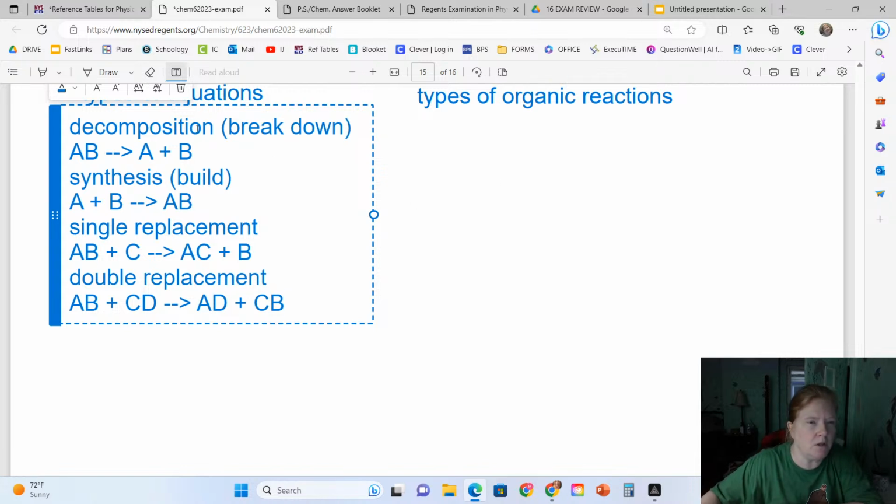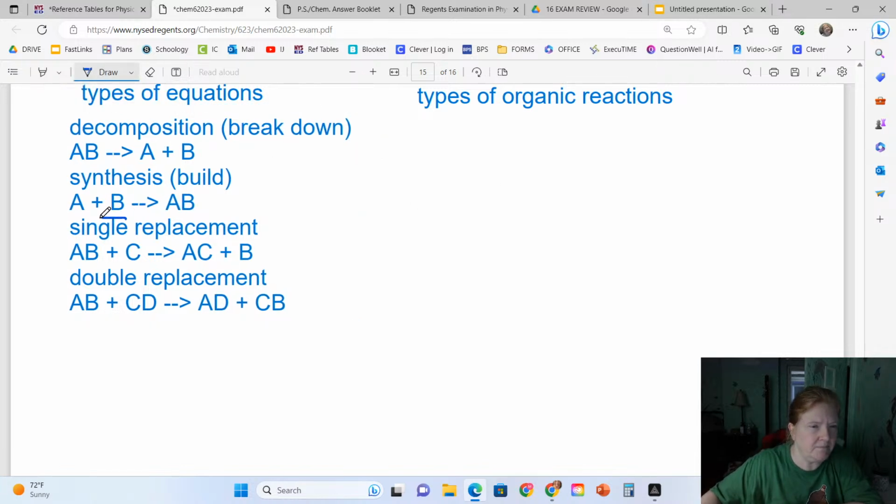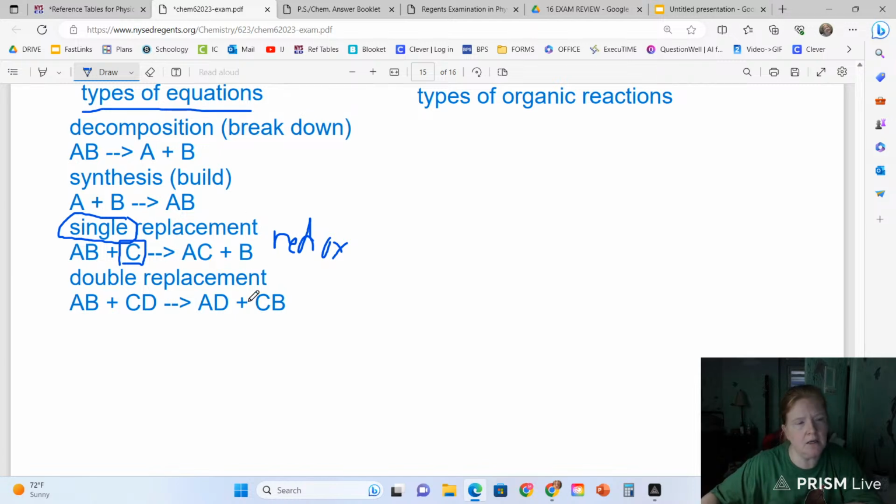Okay. Also, another trick to remember it is single replacement has a single element. So to see it as an element alone, single replacement, okay? Single replacement reactions are also always redox, reduction oxidation reactions, okay? All right, so that's just the general types of equations that they could ask about.